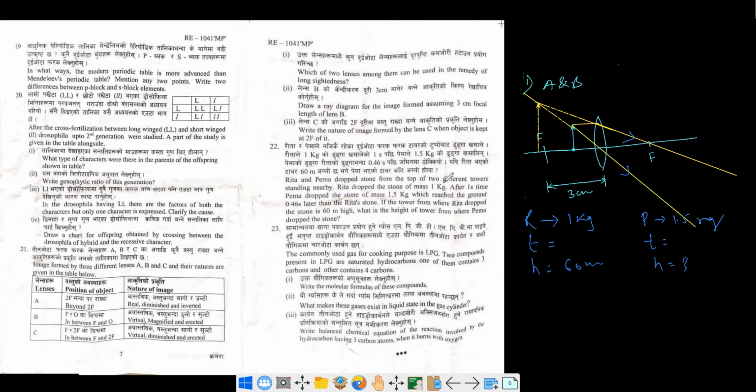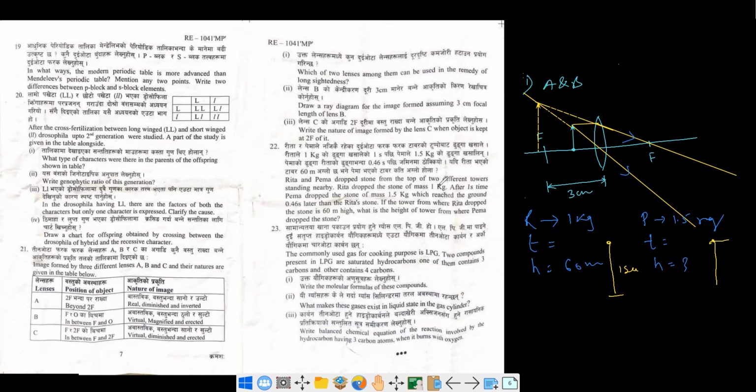Rita and Pema dropped stones from different towers standing nearby. Rita dropped a stone of mass 1 kg. After 1 second, Pema dropped a stone. The stone travels some distance, and she drops another stone after 1 second has elapsed.